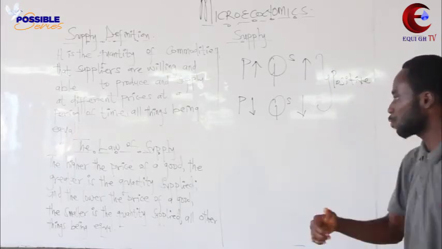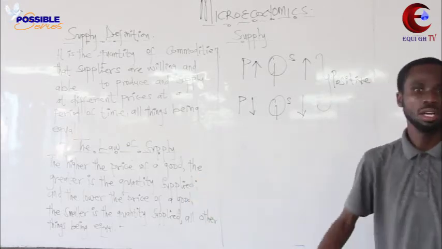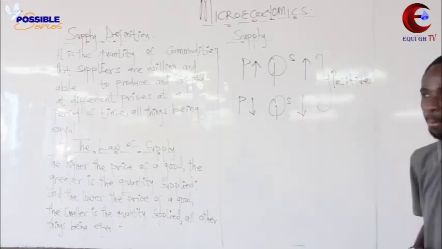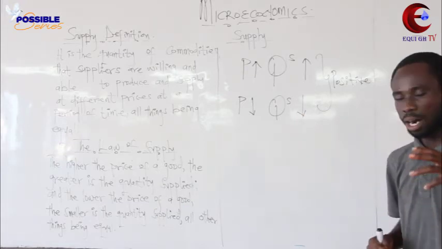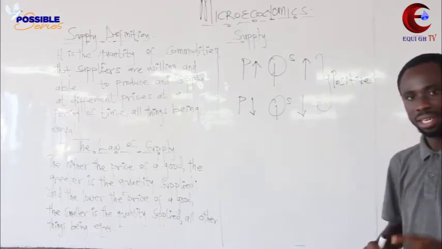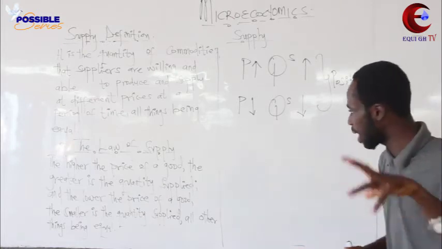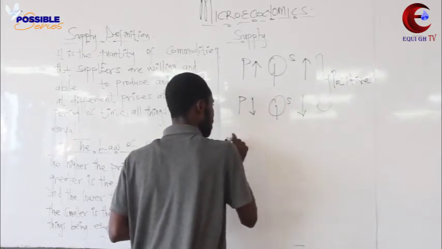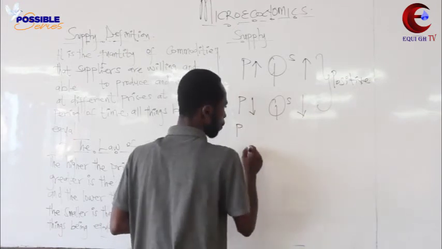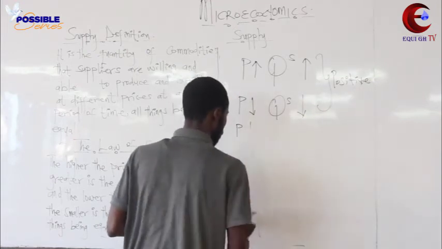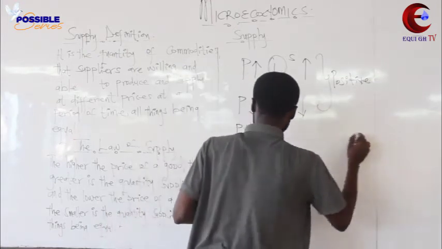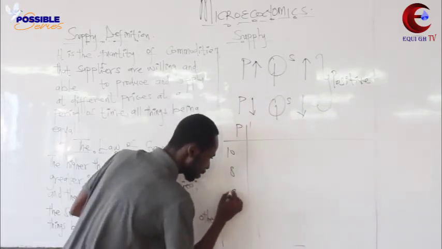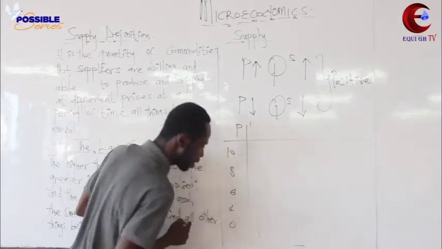With the transfer of knowledge from the concept of demand, let us draw the supply schedule. So for the supply schedule, we have price here. Let us assume that here is 10 Ghana cedis, here is 8 Ghana cedis, here is 6 Ghana cedis, here is 4, and here is 0.